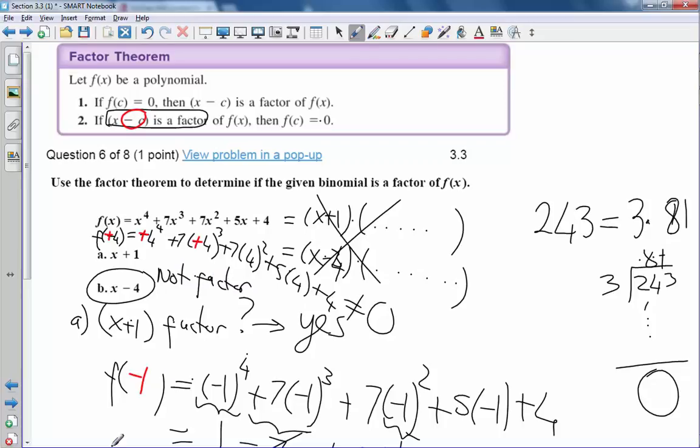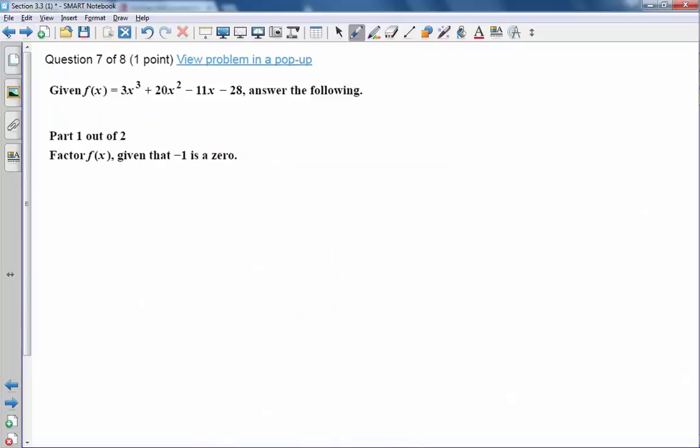Alright, all you need to do is check whether the given binomial is a factor or not. Direct substitution, or the second method, which is division. In any case, A is okay, B is not. Alright? Let's go to the next one.